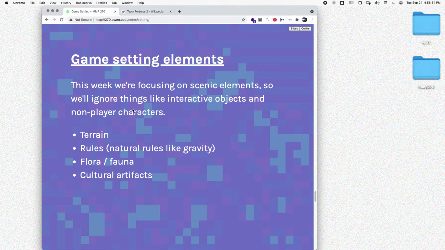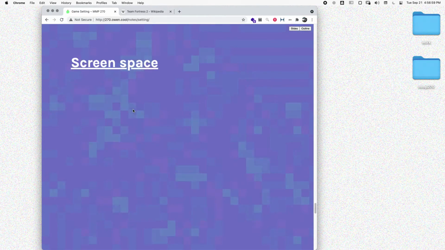Cultural artifacts are another way that we can communicate the setting of a game. So things like stores in a city, or a church, or some sort of mythological sculpture or statue. Some signifiers of the culture that we are in, in that world.